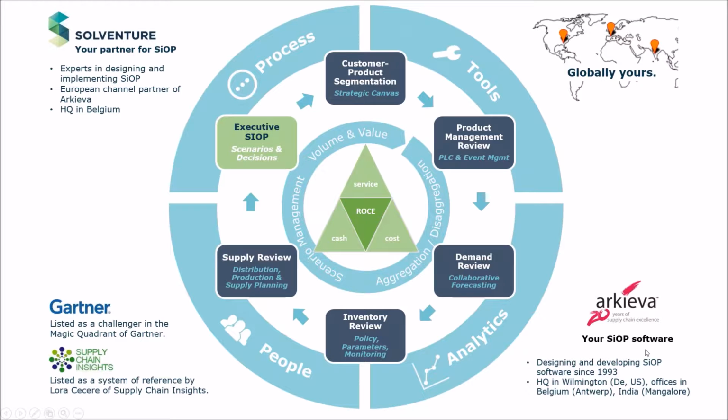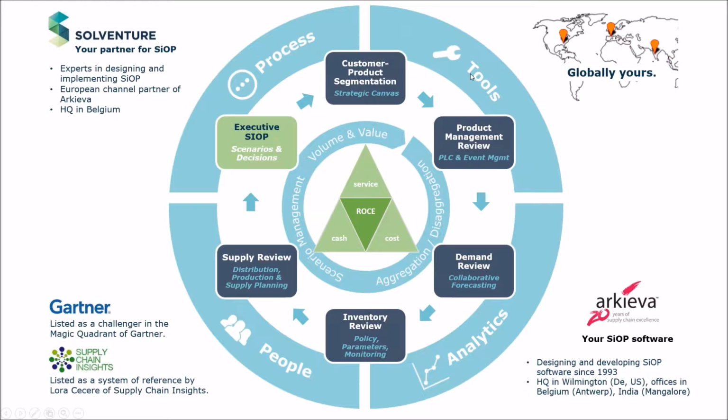We are the European channel partner of Arqiva in Europe. Together with Arqiva, we serve global customers. Ourselves, we are based in Belgium. Arqiva has offices in Belgium as well. They are headquartered in the US. They also have an office in India. So together with Arqiva, we are supporting global implementations. You can also see here that Arqiva has been listed both by Gartner and Supply Chain Insights. So it's certainly a key system of reference. If you'd be looking for supply chain or S&OP software, it's one of the systems you should look at.